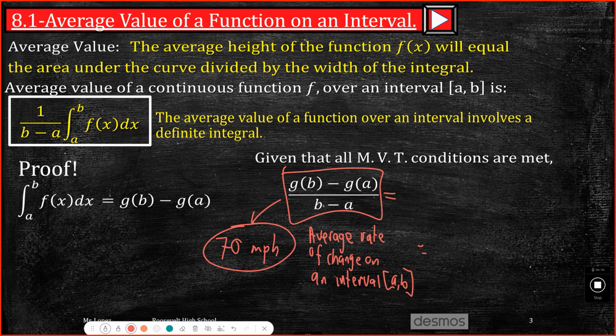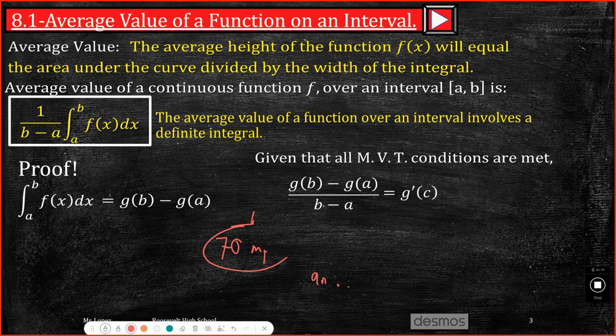At some point, at least one time, I was going exactly 70 miles per hour. And so it's saying that G of B minus G of A over B minus A is equal to G prime at some critical number point there, that was true, that I was going that speed. All right.